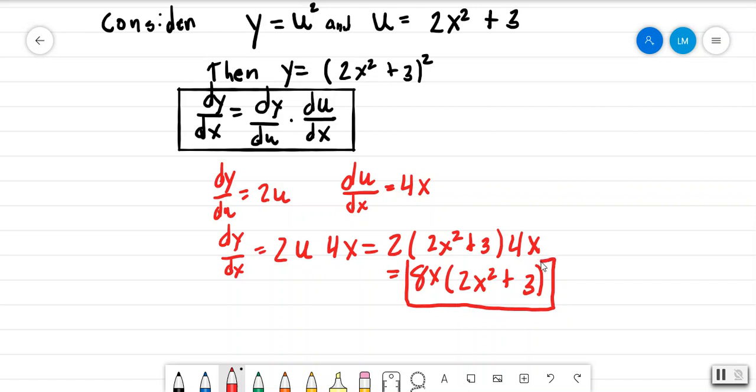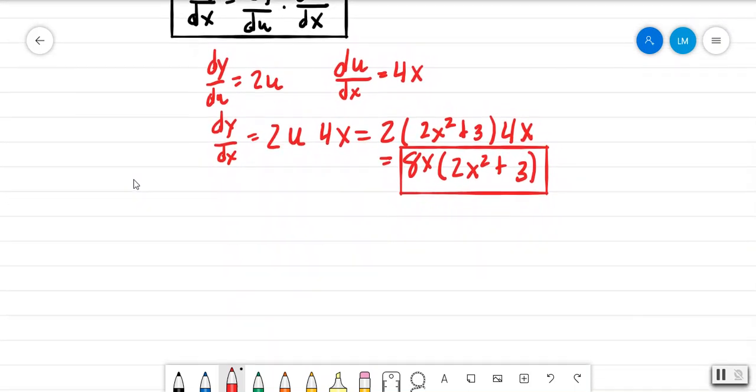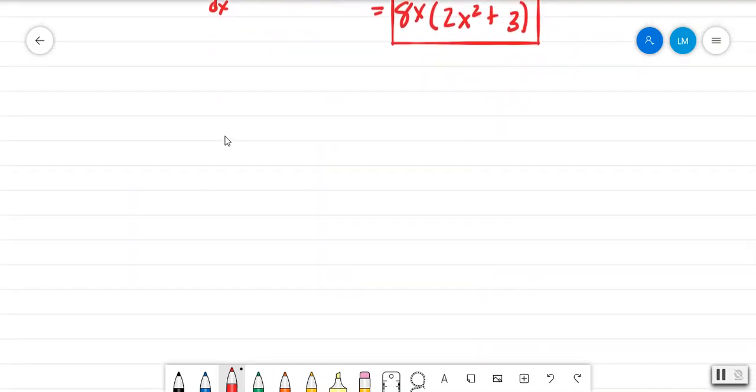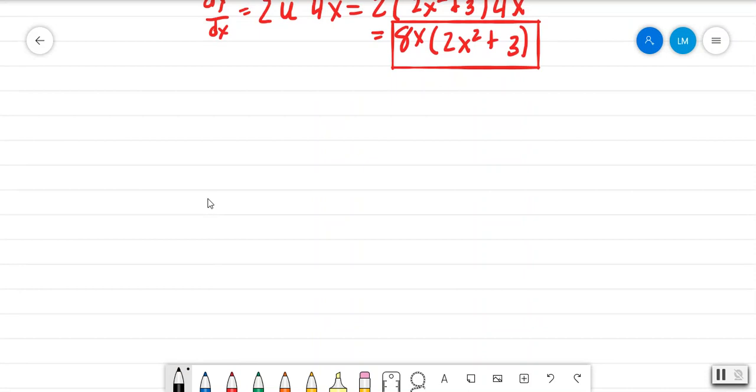Now, this seems somewhat challenging, but it's actually not that bad. And imagine having to expand 2x squared plus 3 to the second power. While you can do that, you really don't need to in reality. So that's just something to think about. If we can use this type of notation, then why don't we do just one more example and then we'll move on to the most traditional sense of chain rule.